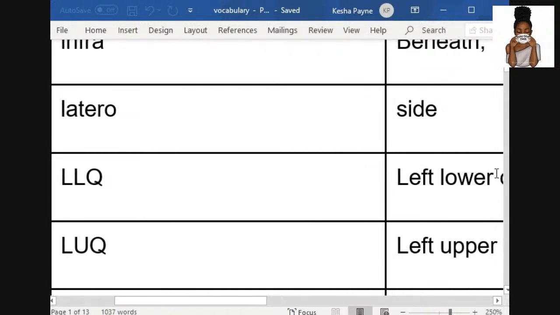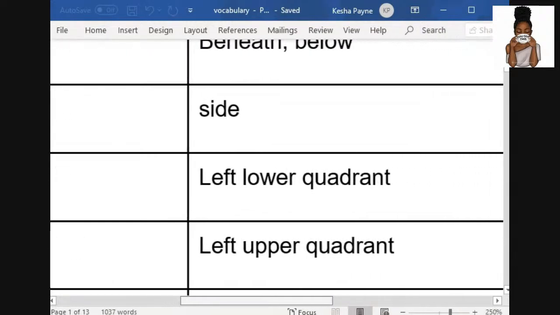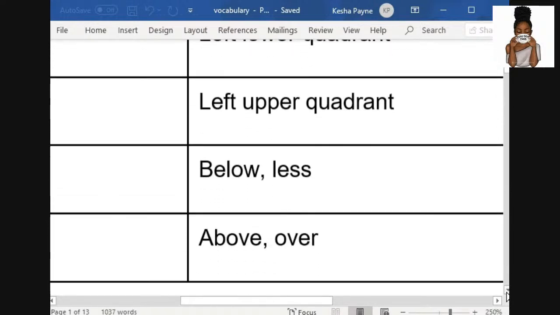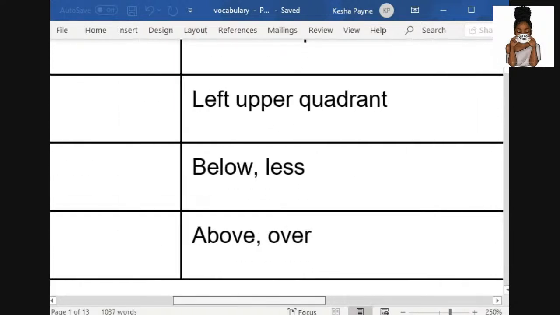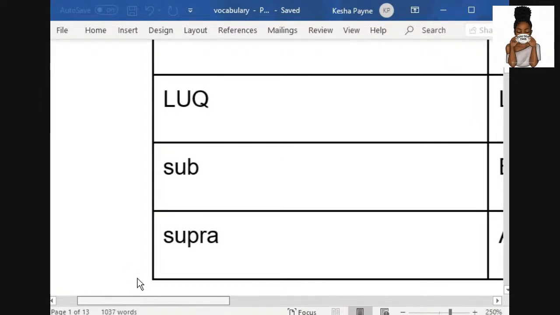So these are the quadrants that we're going to go over. LLQ, left lower quadrant. LUQ, left upper quadrant. Yay, we got those right. Okay, so what I'm doing to test myself, I am not going to look.